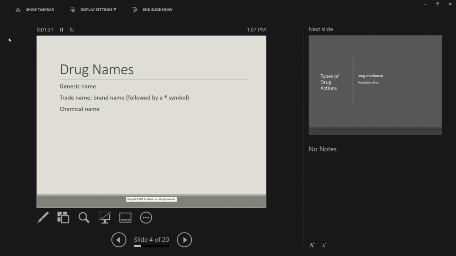Chemical names are typically difficult to remember because they include all of the chemicals that make up the drug. These names are usually long and hyphenated, and they describe the atomic or molecular structure of the drug. These names do not need to be remembered for safe drug administration.